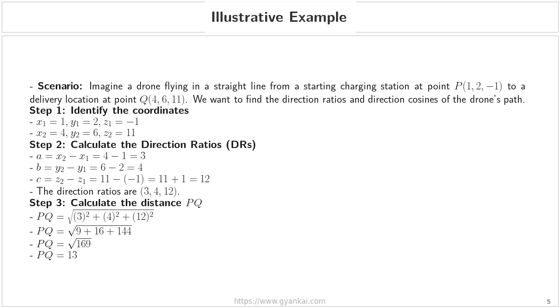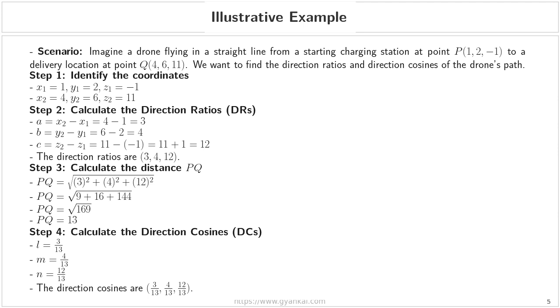Calculating the squares, we get the square root of 9 plus 16 plus 144. This simplifies to the square root of 169. And since the square root of 169 is 13, our distance PQ is exactly 13.